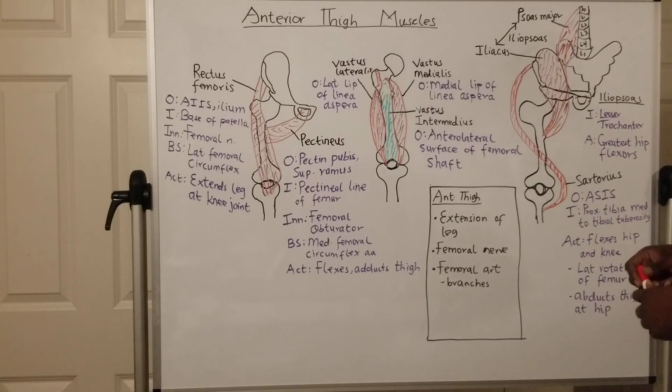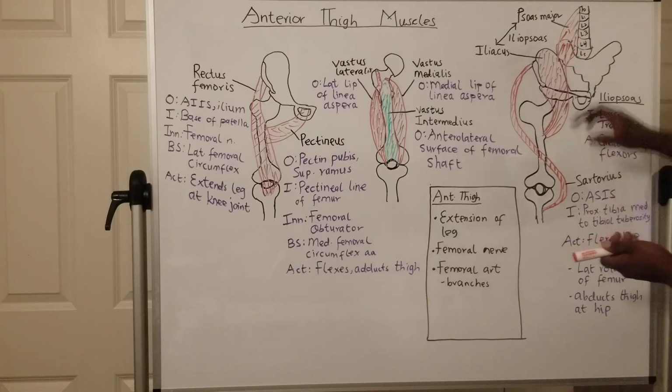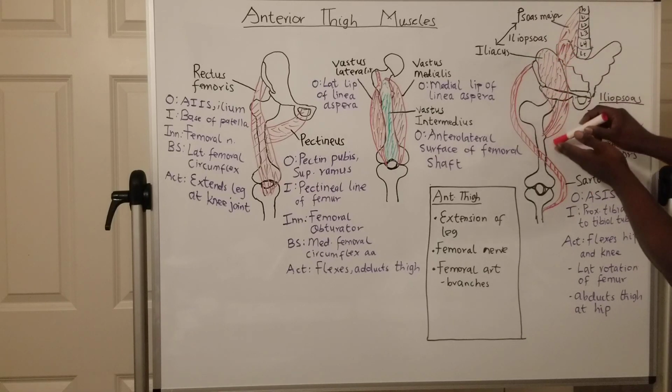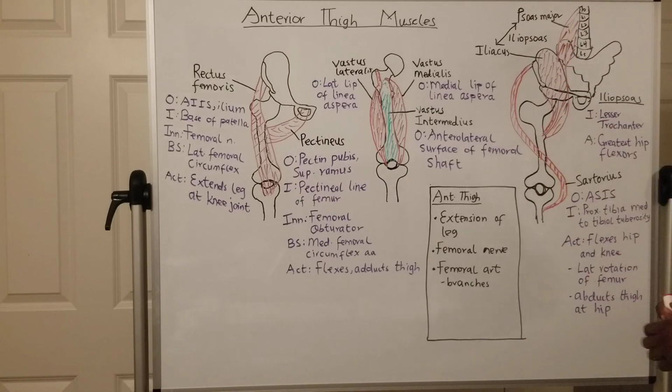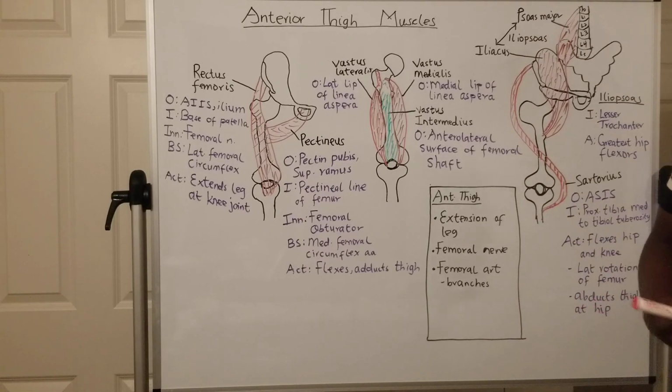How about the iliacus? The iliacus originates from the iliac fossa. This part of the ilium is called the iliac fossa. It originates from here and inserts on the lesser trochanter of the femur. The reason why I only brought up the origin and the insertion is because they are the greatest hip flexors. So on the exam, when they ask which of the following is responsible for flexion of the hip, always remember it has to be the iliopsoas. It's either the iliacus or the psoas major. They are the greatest hip flexors.